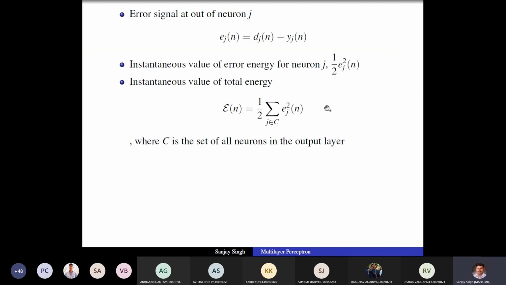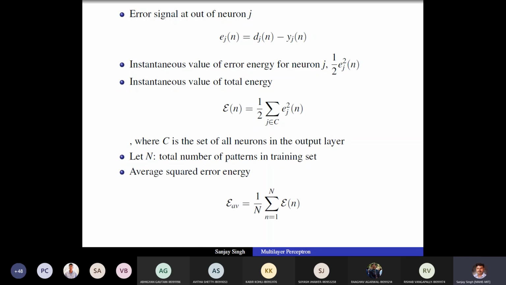So you understood what I mean by C? It's the total number of neurons in the output layer. And we are assuming that the number of examples in the training set is some capital N. It could be anything. So the average squared energy for the entire training data is nothing but the energy of the network subjected to the entire training, that is 1 by N, sum over n equal to 1 to N. This we have already seen when I was talking about the batch mode of learning during the last class. Now, E(n) and E average are functions of all the free parameters.